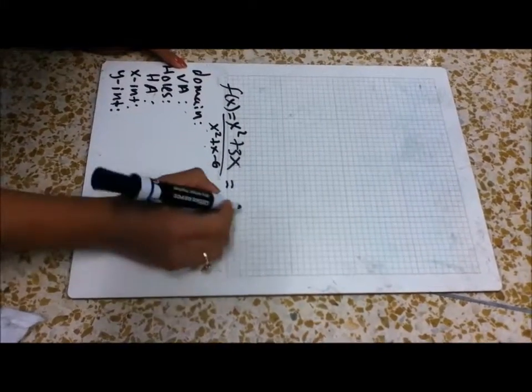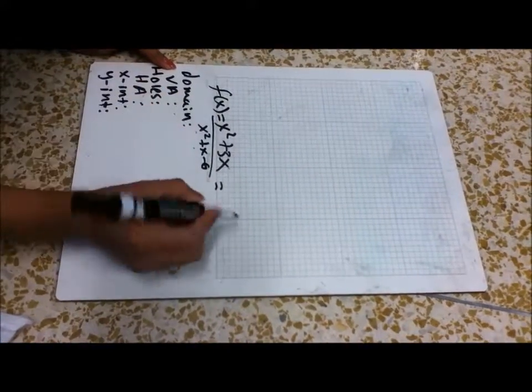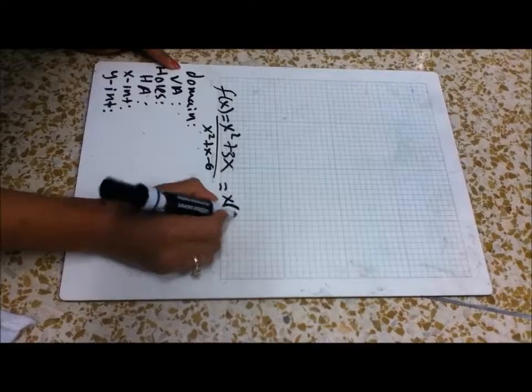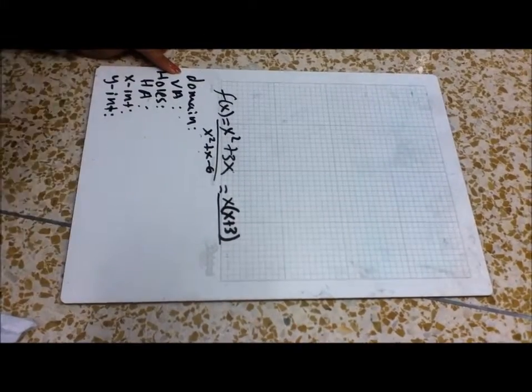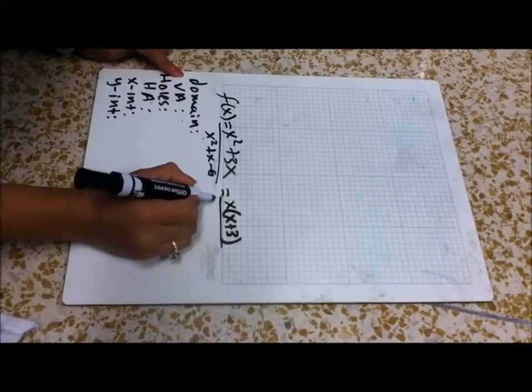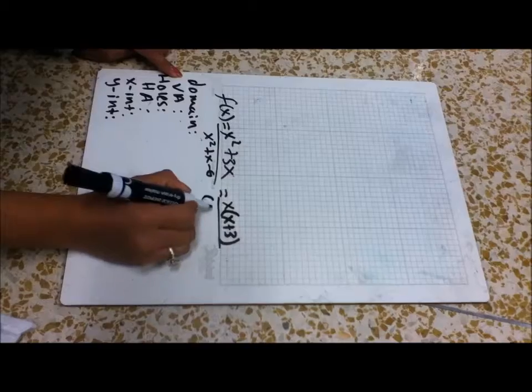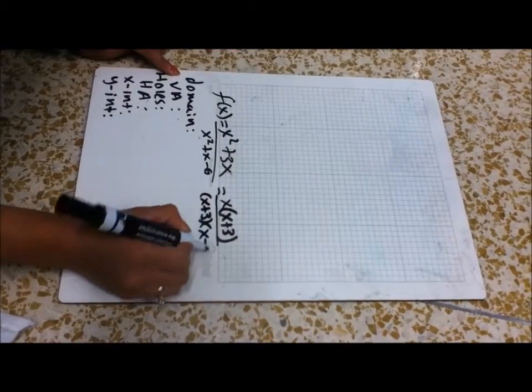For the numerator, we're going to take the x out since they have an x in common, and it will become x plus 3. And then in the denominator, we're going to have to factor everything here. So it's going to become x plus 3, x minus 2.